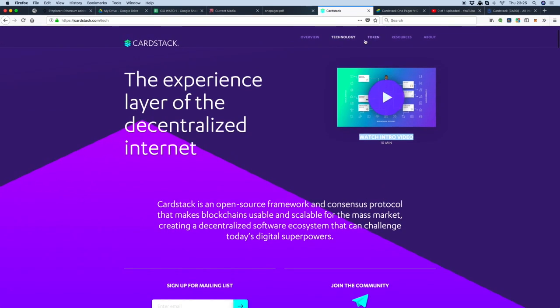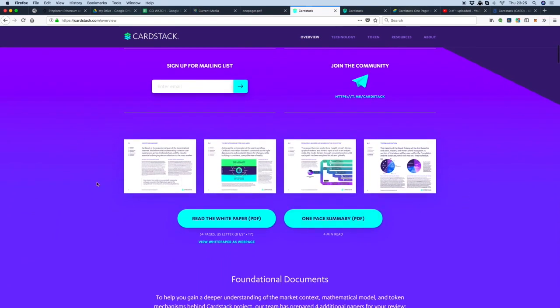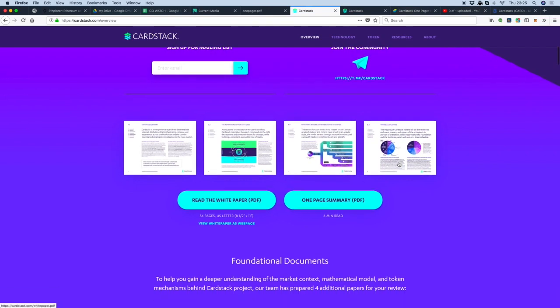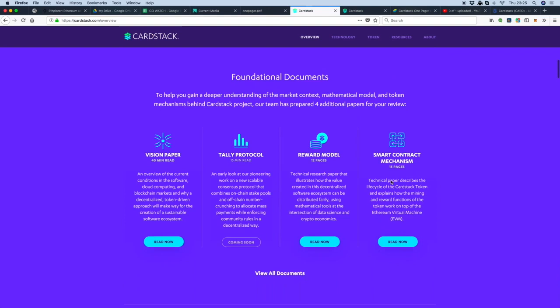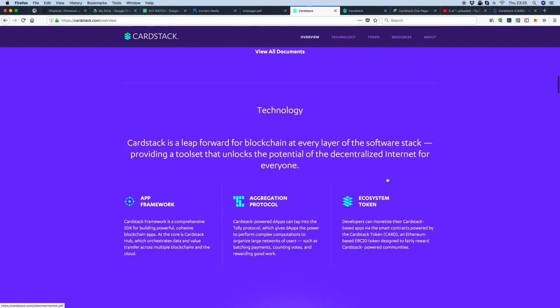And like it says, I don't think the token's available. I'll open that up when we have a look down here. There are 4 papers for this. You've got the white paper, and there's a bit of a breakdown for different reasons. This one's for the token allocation, but there are several documents breaking down how you get rewards, what it's actually doing. There's a lot of information. I'll come back to that one in a second. There you go: vision paper, tally protocol, reward model, smart contract mechanism. It's all broken down there.